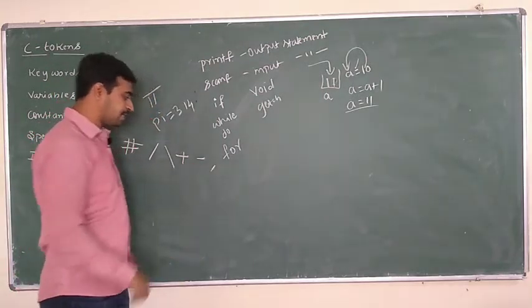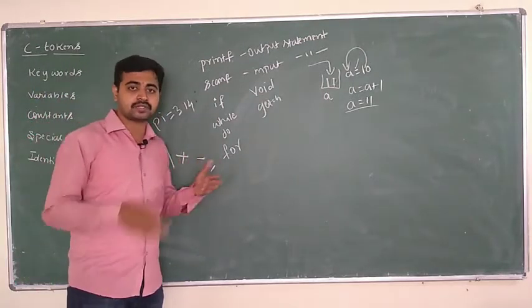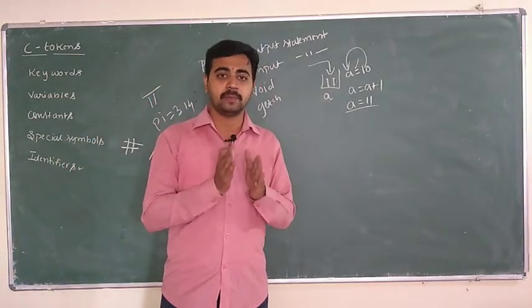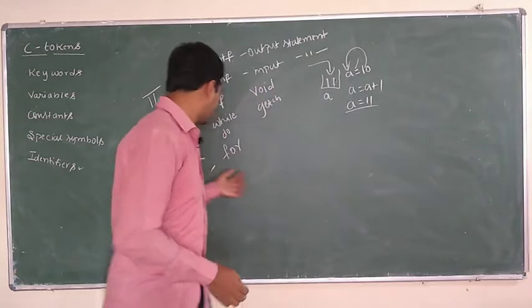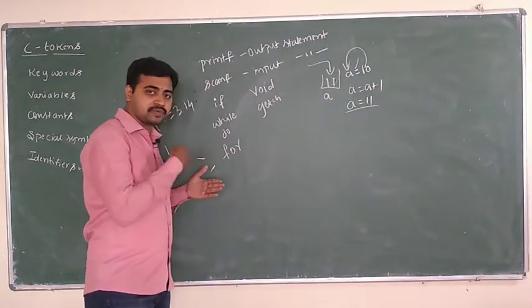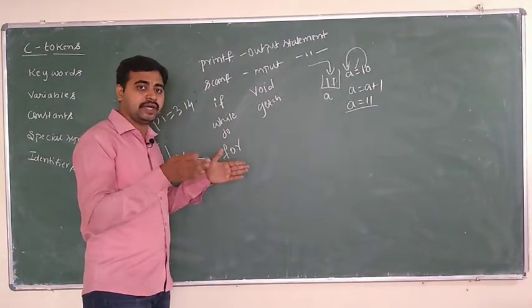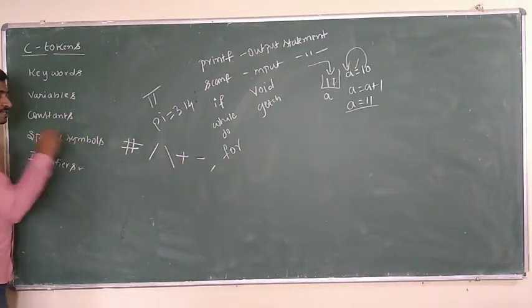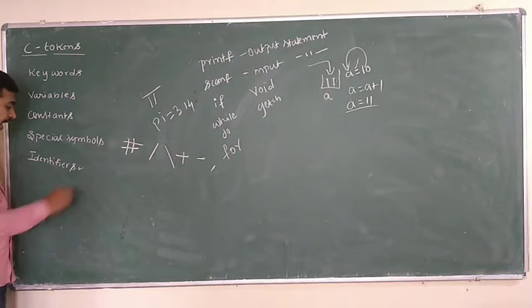One more example is the comma operator. We use the comma operator to separate two words. It is used in a printf statement in a specific way. So whenever I use a comma operator, it is used as a separator. It separates the two entities. So these are all the special symbols. Again, we have identifiers.